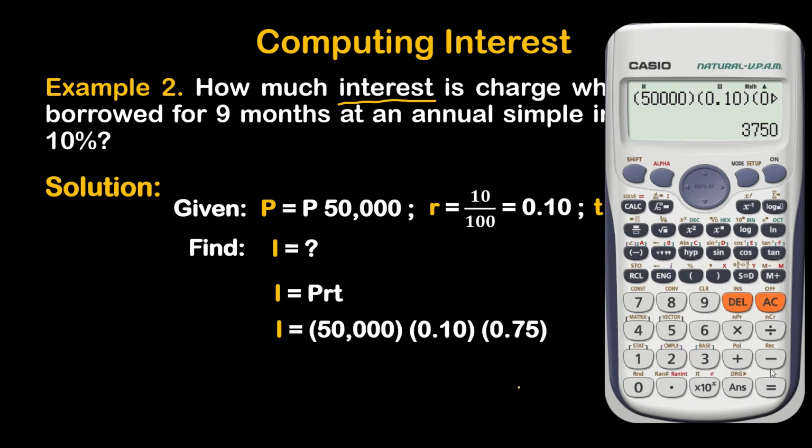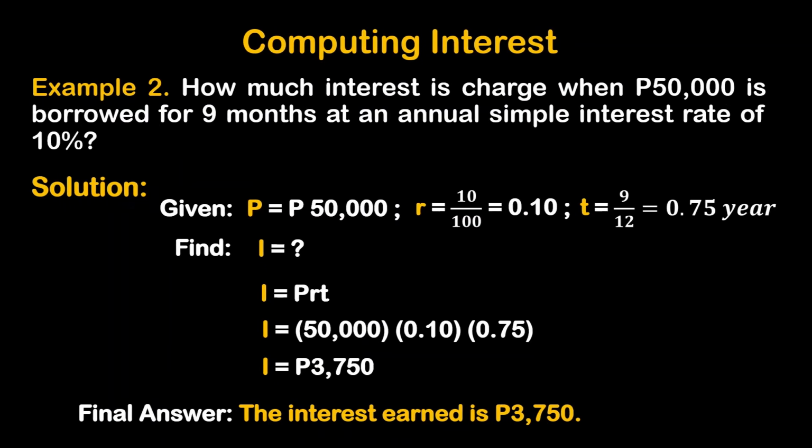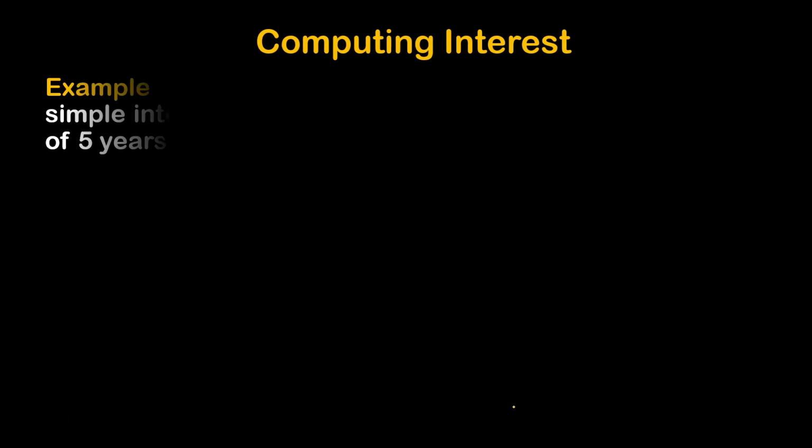So that means ang interest natin dito, the interest charge is 3,750 pesos. So for our conclusion, the interest charge is 3,750 pesos when 50,000 pesos is borrowed for 9 months. So that's our final answer. Now let's proceed to our third example.